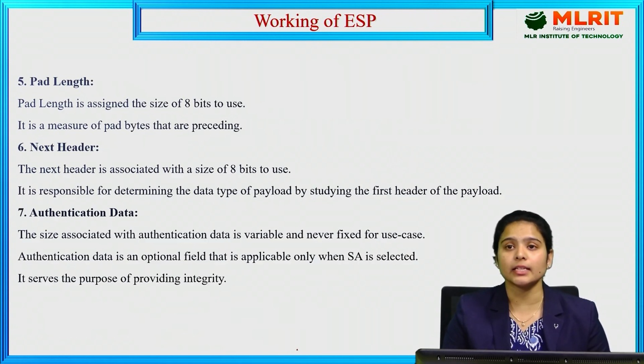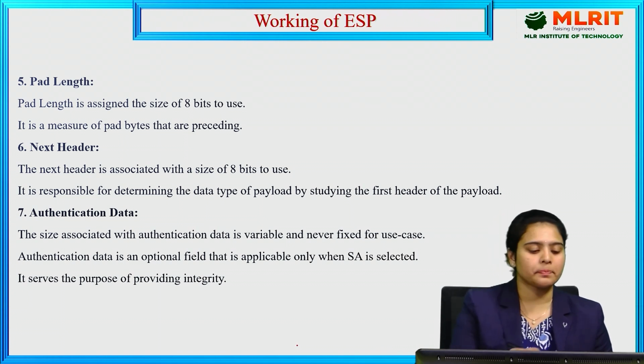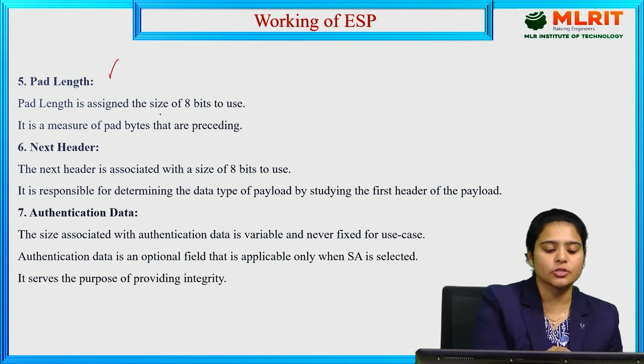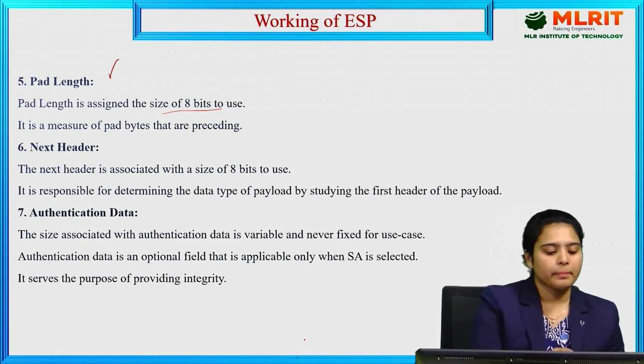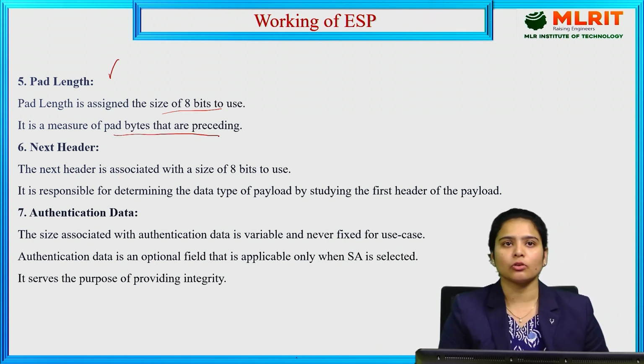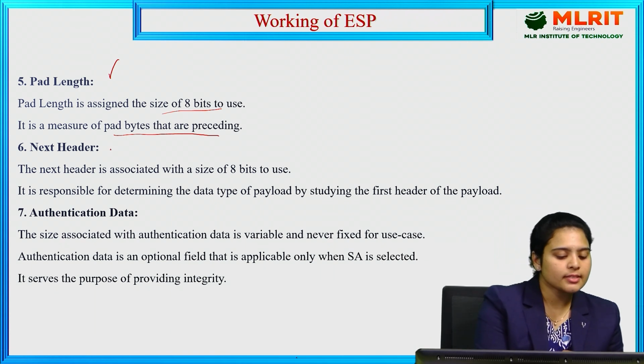The next one is padding length. What happens with this padding length? It always consists of the size of 8 bits, and it also measures the pad bytes, whether they are preceding or not. The next one is next header.